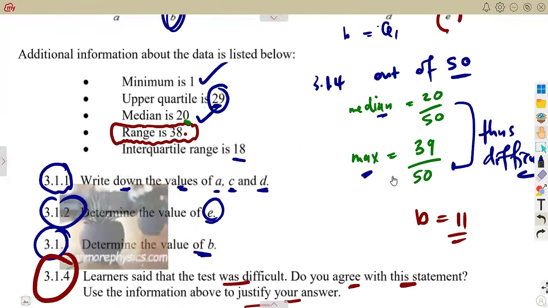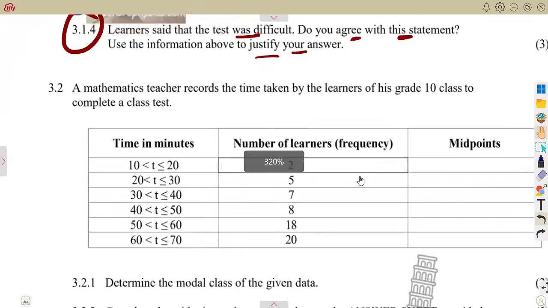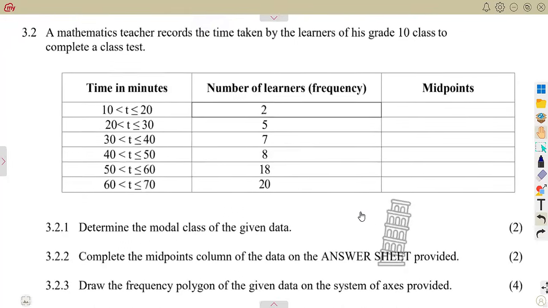Okay. And also the higher mark obtained, guys. You can see that the higher mark there is also less.